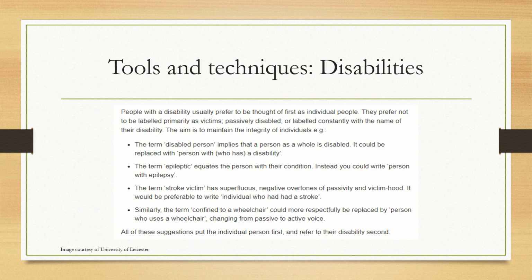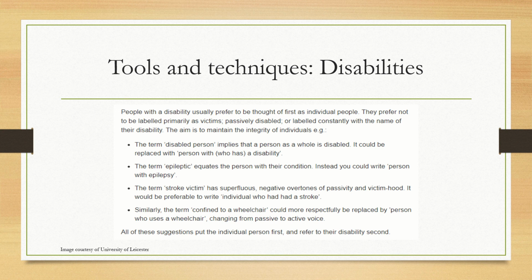Let's go on to disabilities. I'll read through this because this one was very interesting to me. People with a disability usually prefer to be thought of first as individual people, and I think that's true for all of us. We want to be recognized as an individual, not defined as part of a larger group. They prefer not to be labeled primarily as victims, passively disabled, or labeled constantly with the name of their disability. The aim is to maintain the integrity of individuals. Again, if somebody has to use a wheelchair, that wheelchair does not define that individual. That person using the wheelchair is who we're looking at.